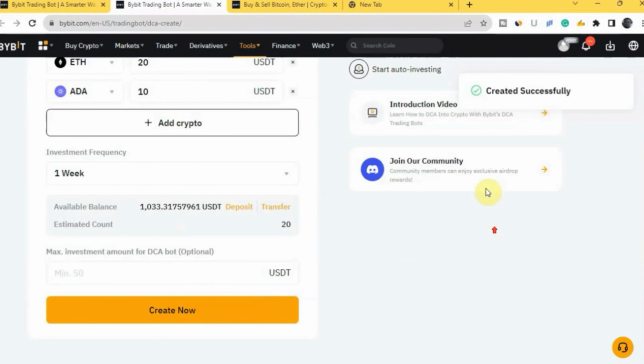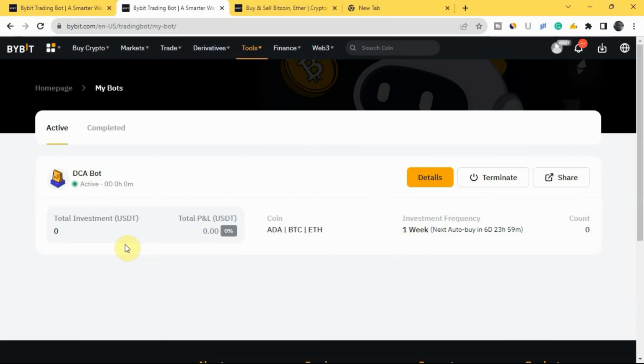And right here, you can see created successfully. And then it's going to bring you to the trading bot page right here. So right here is where you can now start monitoring your trading bot. So right here, you can monitor how much you're investing and all of that. So you can see right here that the investment has started already. It has invested about $50 for us already. I can see that the next one will be in 6 days, 23 hours, 59 minutes. So this time right here is showing you the next time the trading bot will invest for me.